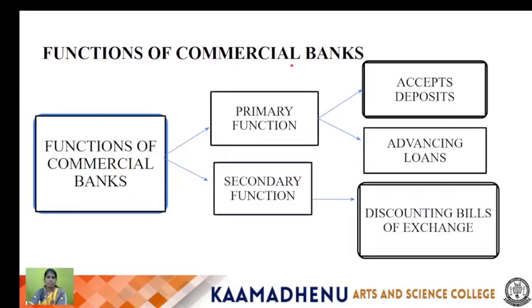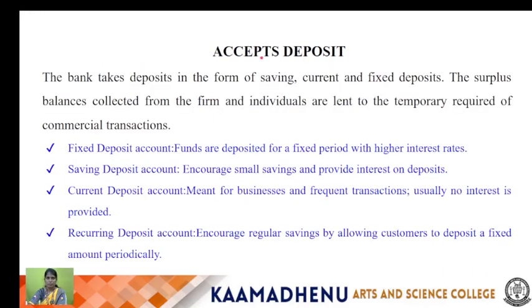Next, functions of commercial bank. There are 2 functions of a commercial bank. First one, primary function, and another one is secondary function. First, primary function. First heading, accept deposits. The bank takes deposits in the form of saving, current and fixed deposit. The surplus balance collected from firms and individuals is lent to meet the temporary requirements of commercial banks.